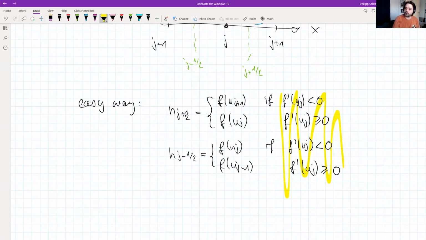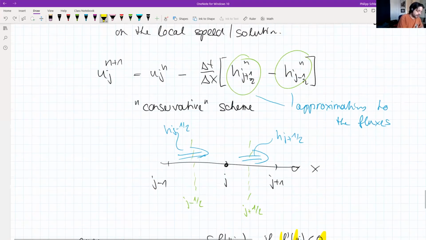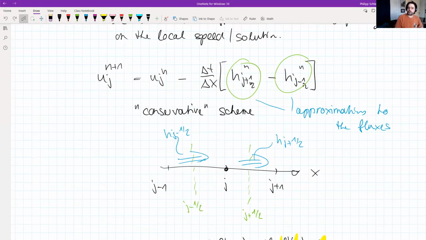And then depending on whether it goes to the left or to the right, it just says that, well, if it goes to the right, it makes sure that it takes differences like that. And if it goes to the left, it makes sure that it takes differences like this. So this is the easy way of using the conservative formulation to make sure that I'm always doing the upwinding in the correct direction.